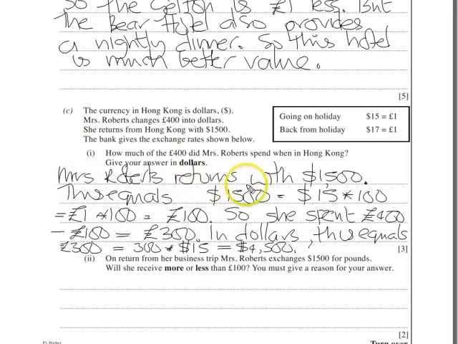So Mrs. Roberts returns with $1,500. This equals $1,500 is $15 times 100, which is £1 times 100, which is £100. So she spent the difference. 400 minus 100 is £300. In dollars, this equals £300 is 300 times £1, which is $15, which is 4,500. Now on return, let's go to the next one straight away. From her business trip, Mrs. Roberts exchanges $1,500 for pounds. Will she receive more or less than £100? Well, on return, the exchange rate is now $17 to the pound.